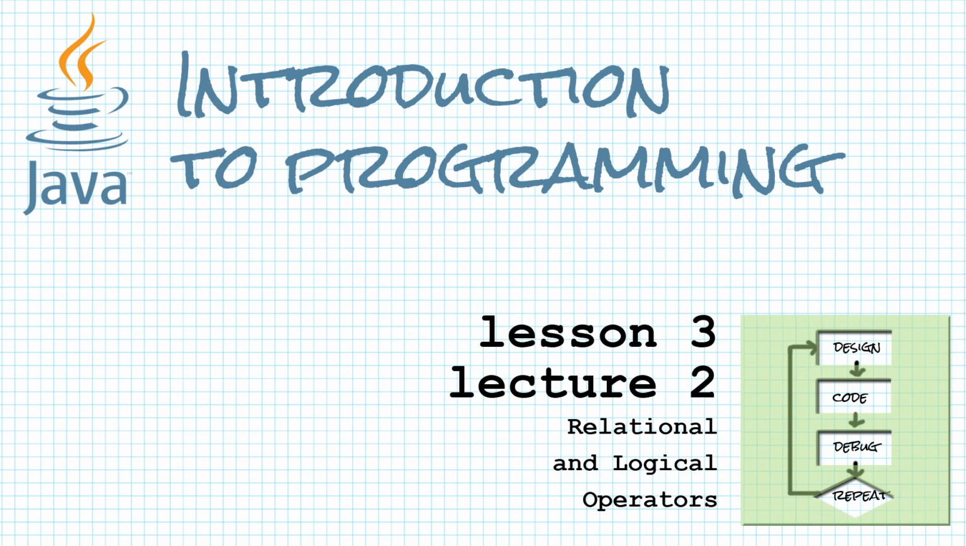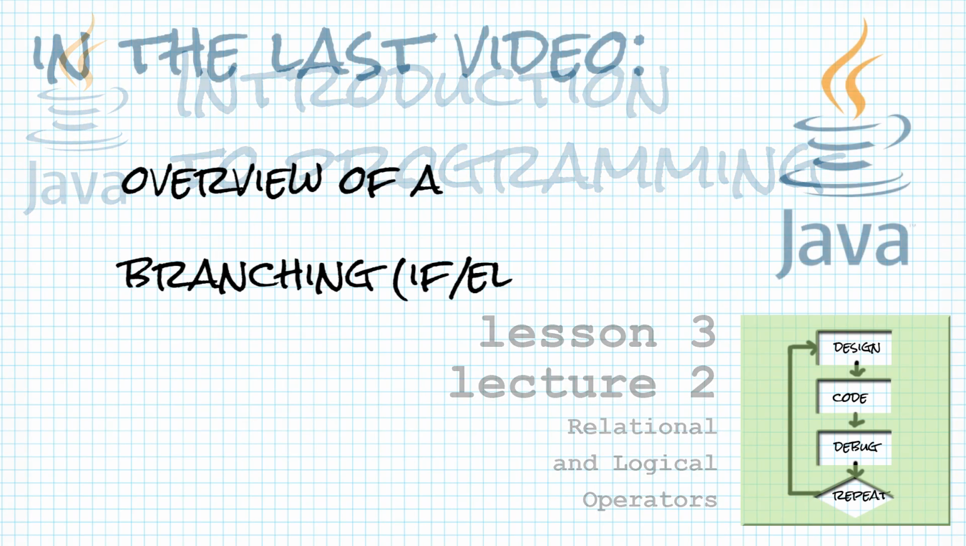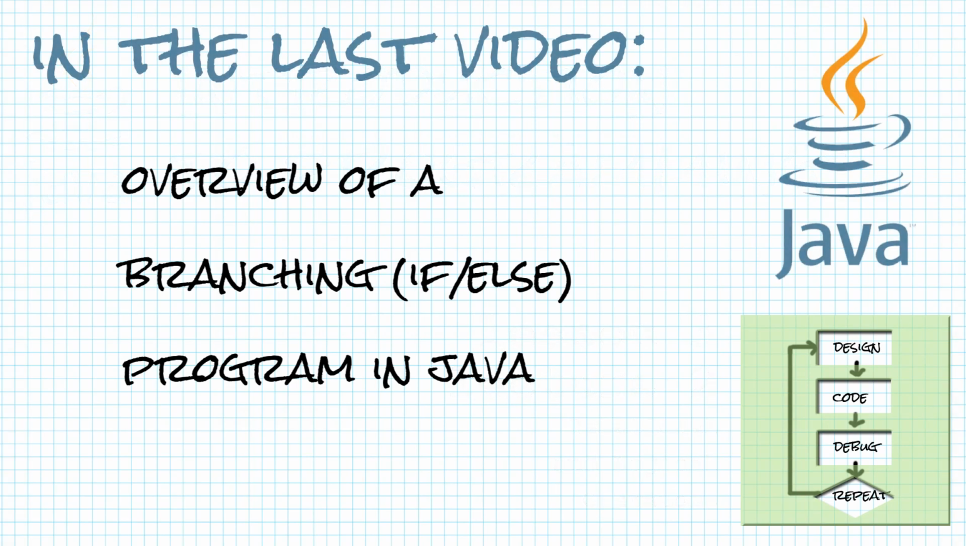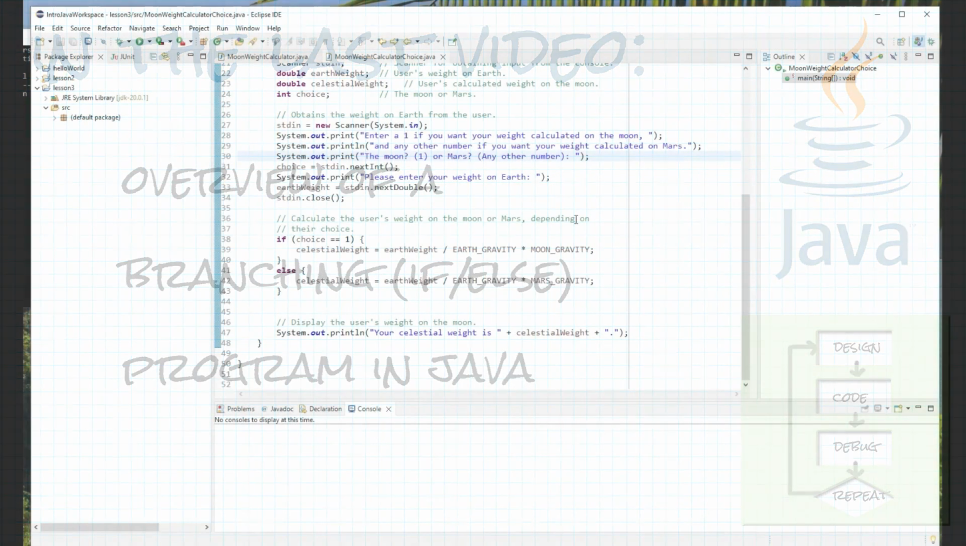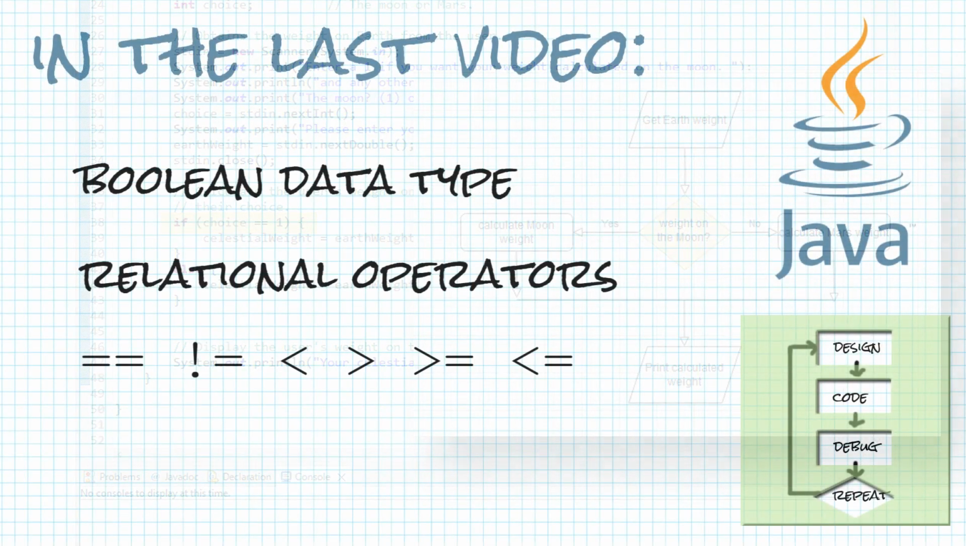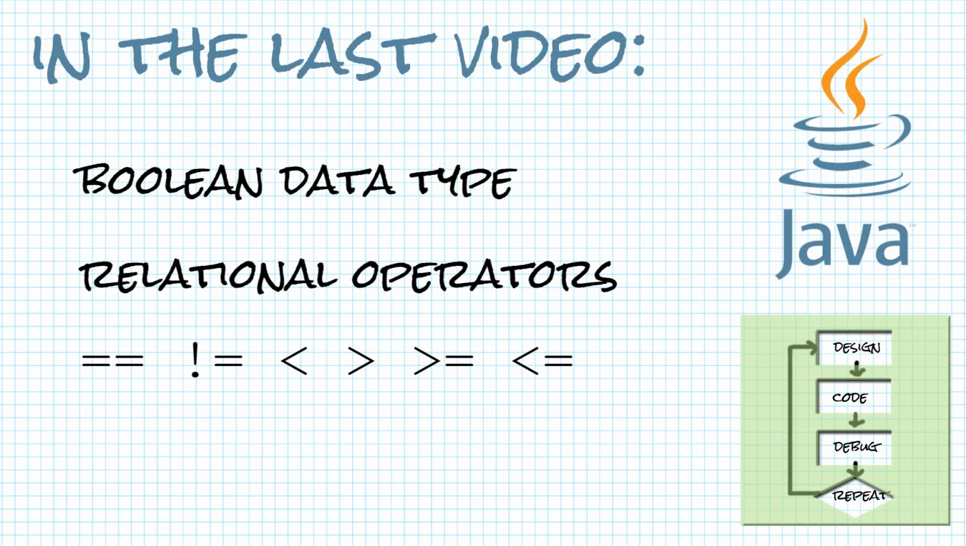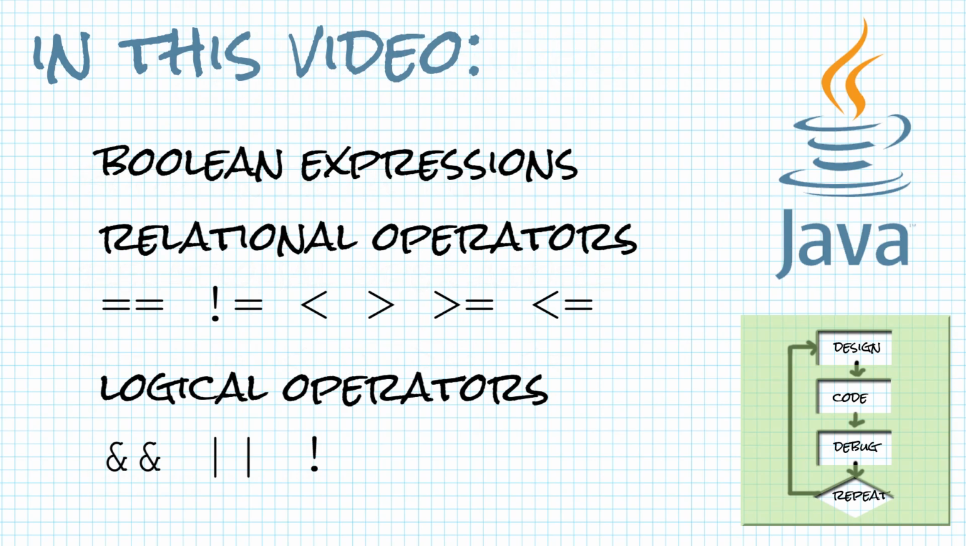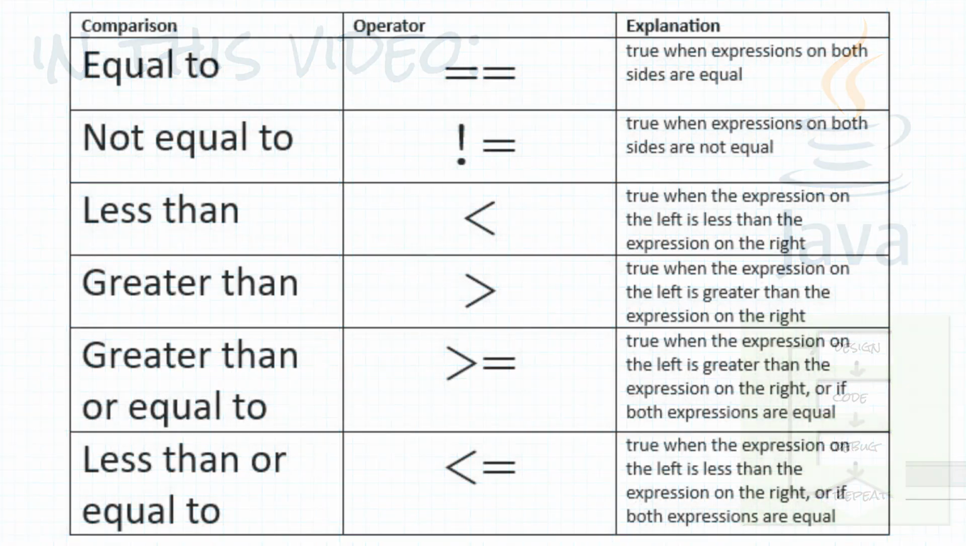This is the 11th video in the Introductory Programming in Java full course and the second video of Lesson 3, Branching Structures in Java. In the last video, we looked at a Java program with an if-else statement. Depending on the value in a variable, one branch or the other of the program would execute. We also briefly discussed the Boolean data type and the relational operators. In this video, we'll go into more detail about Boolean expressions and both the relational and logical operators that you can use to create them. Let's get right into it.